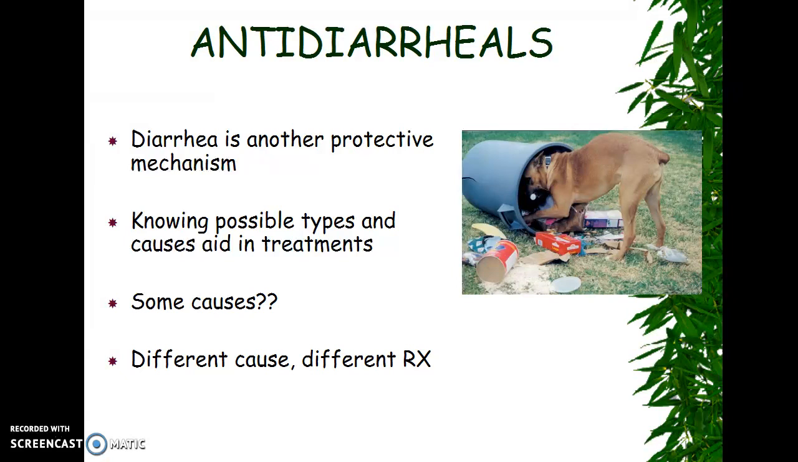So there are different types, and different ways to treat the different types. I think you can see one potential cause right here. This is a case of dietary indiscretion by this boxer, who got into the trash and is going to eat something that maybe has been sitting there for a while, that's full of bacteria that is going to cause some problems in the GI tract.